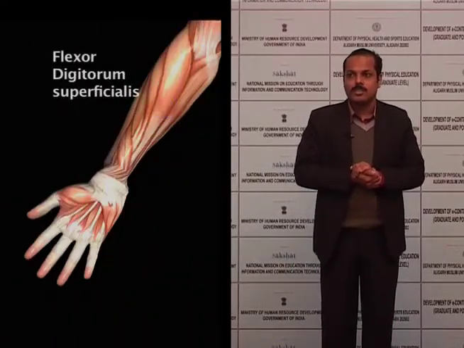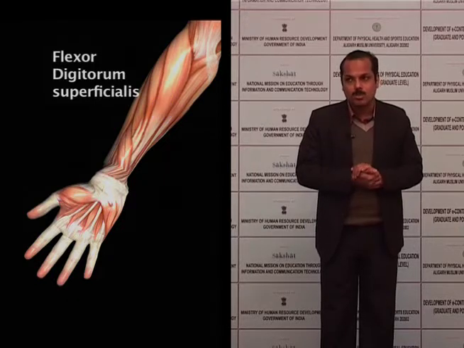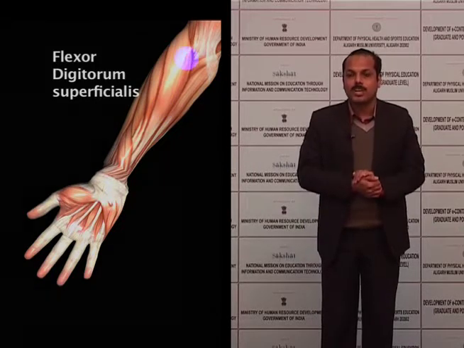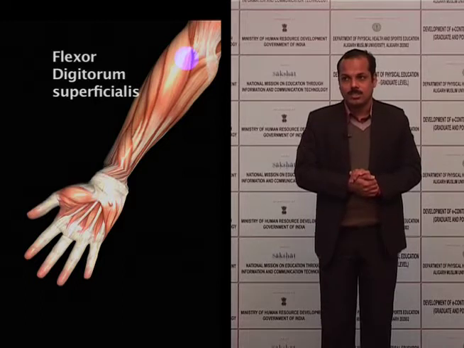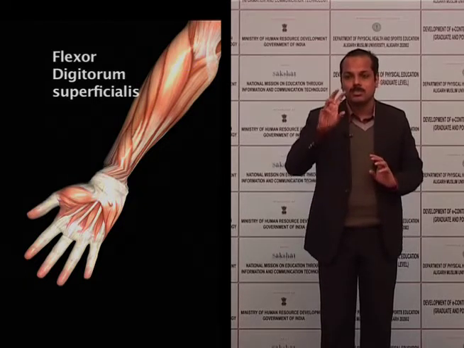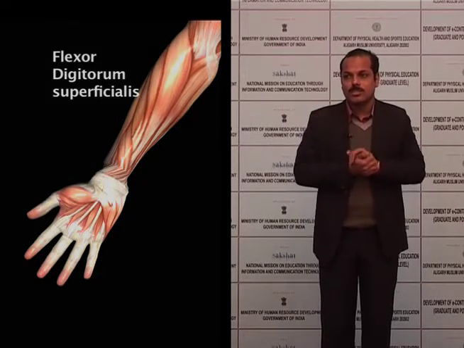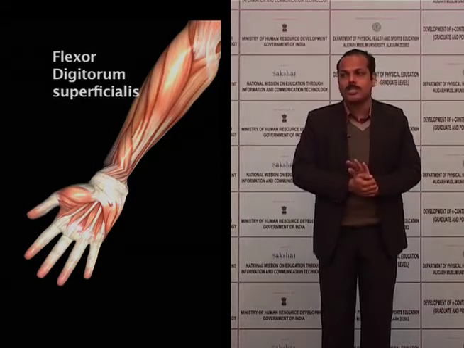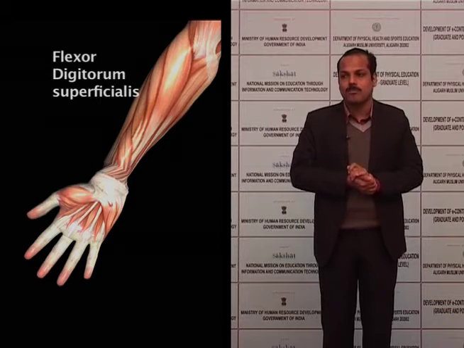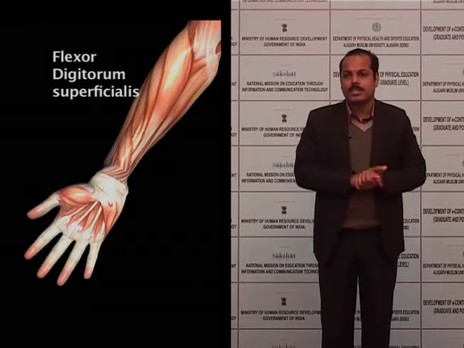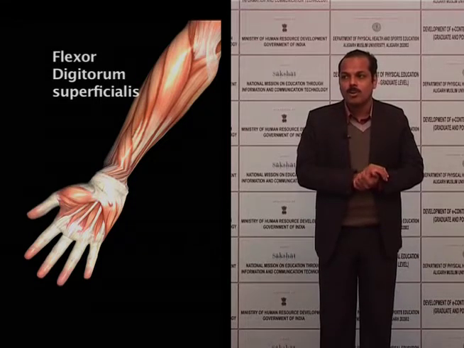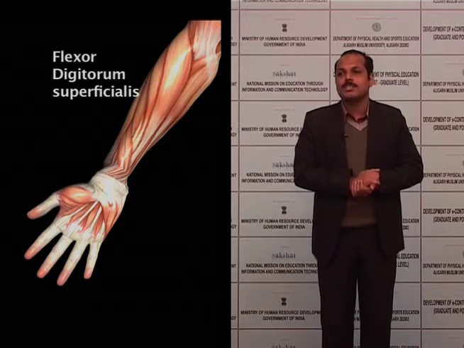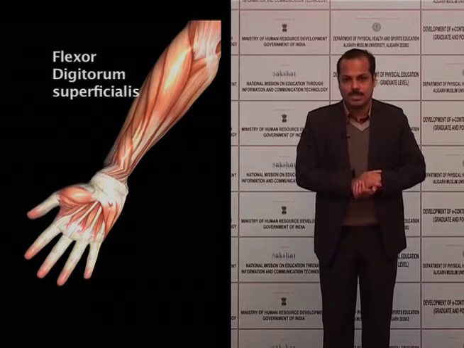Next muscle is the flexor digitorum superficialis. It has two heads, two origins. The first one is the humero-ulnar head, whose origin is from the medial epicondyle of the humerus and the medial margin of the coronoid process of the ulna. The radial head arises from the oblique line on the anterior surface of the shaft of the radius.